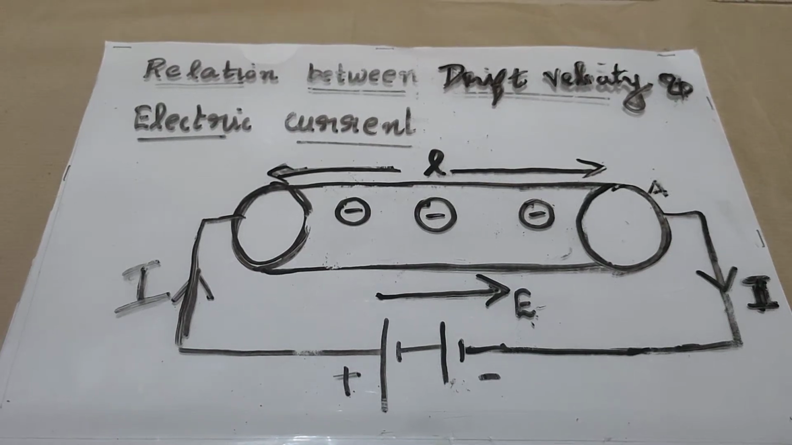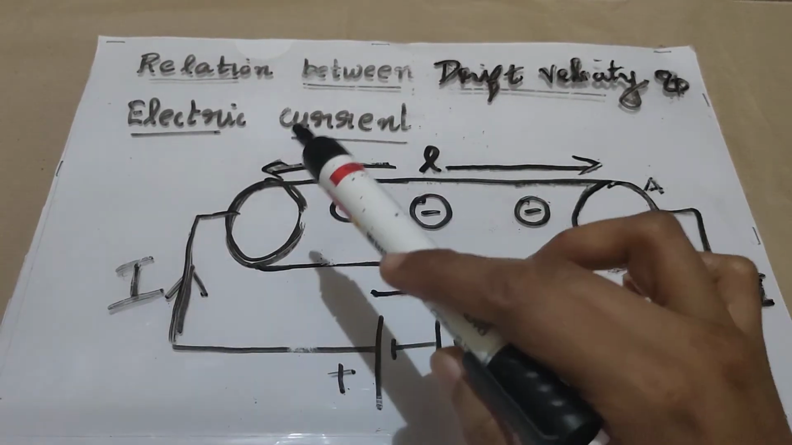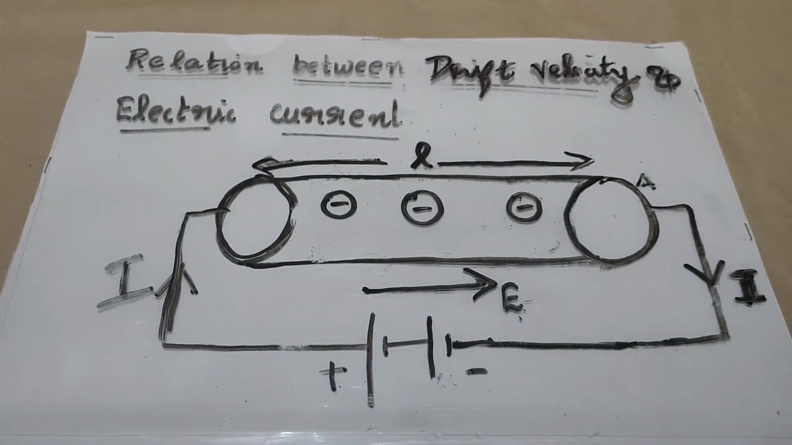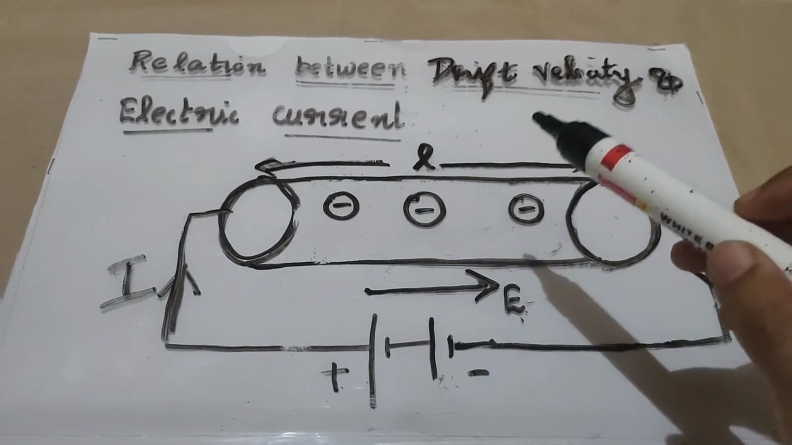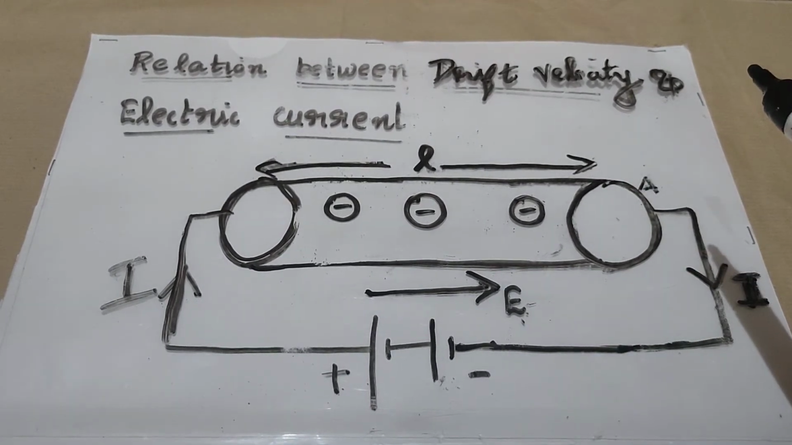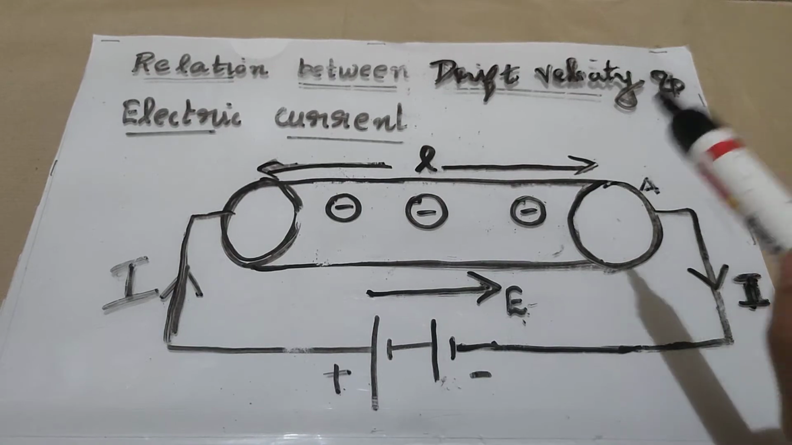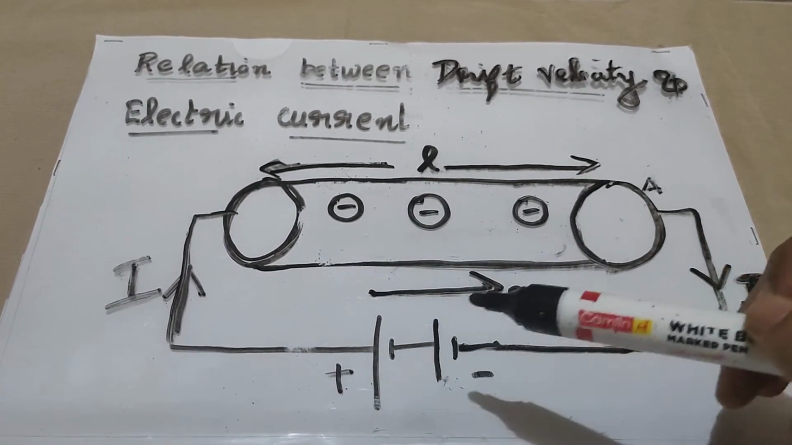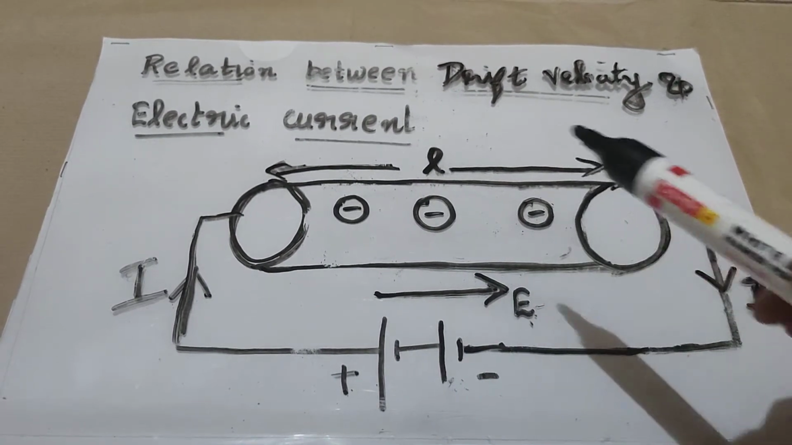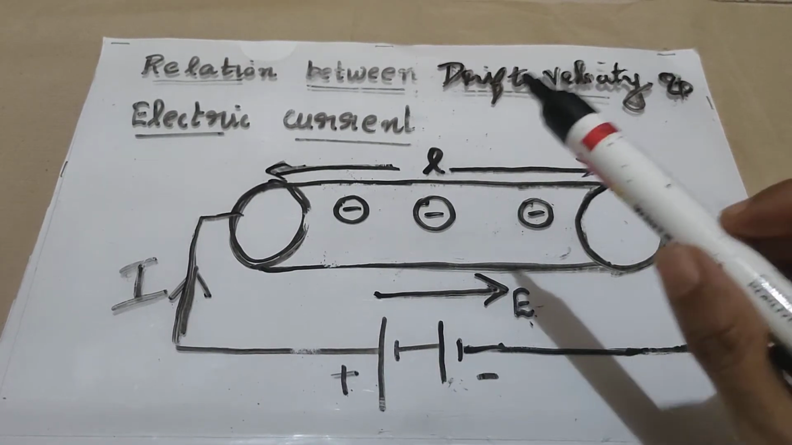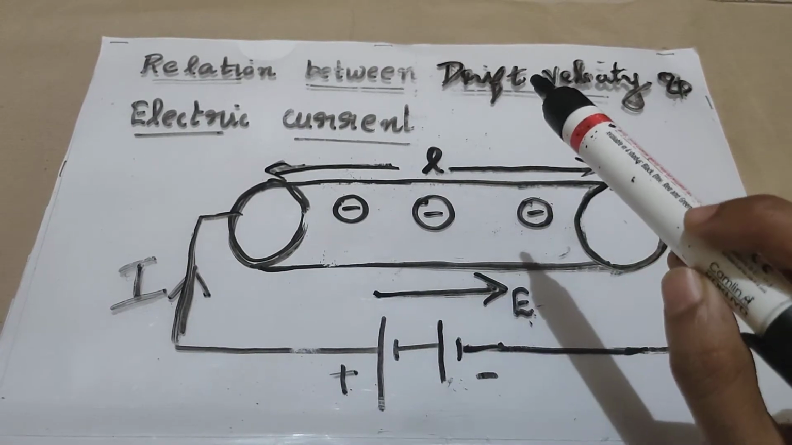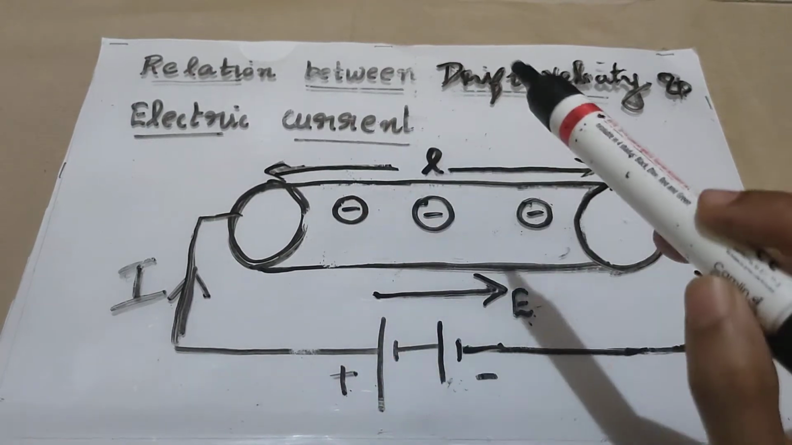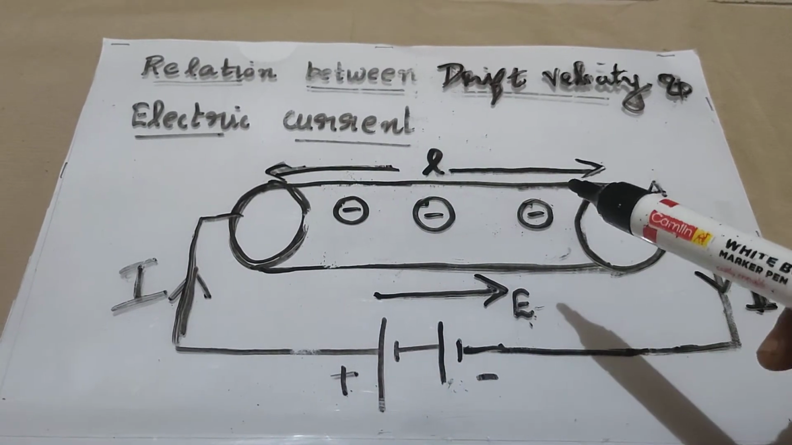Hi students, today we are going to find a relationship between drift velocity and electric current. In our last class, we have clearly studied this drift velocity. What is drift velocity? It is the average velocity gained by the free electrons when an external electric field is applied. That is drift velocity. So how do we find an equation which relates drift velocity and electric current? Let's see how it is calculated.